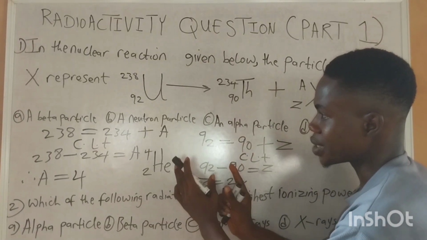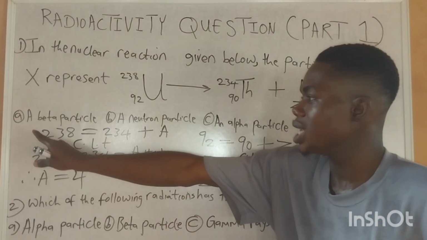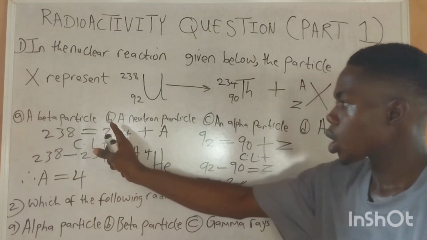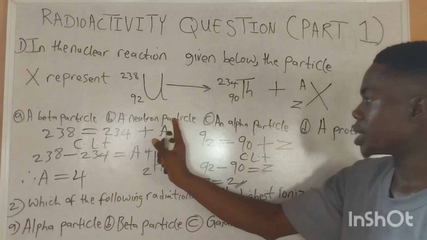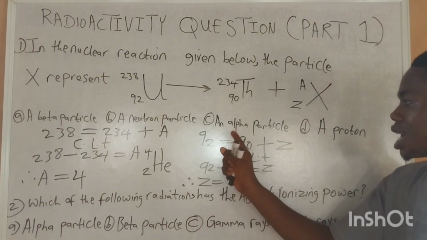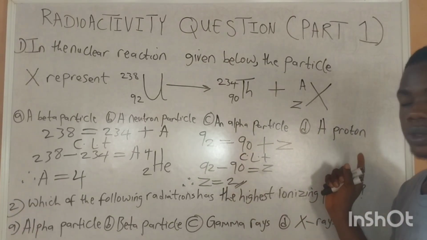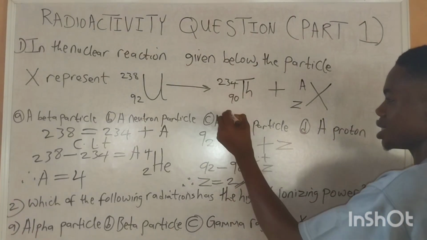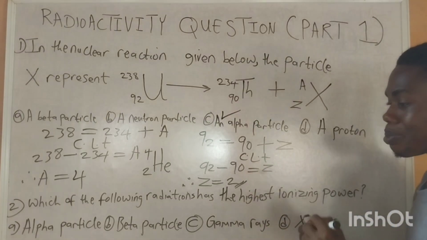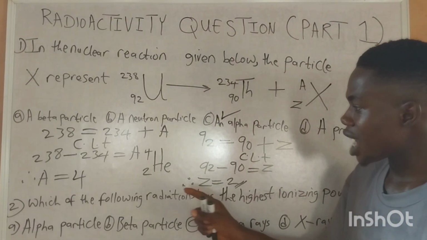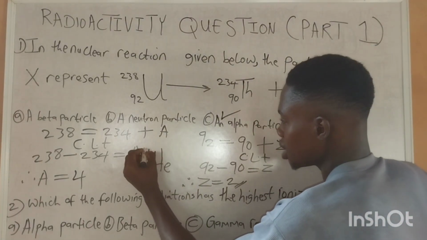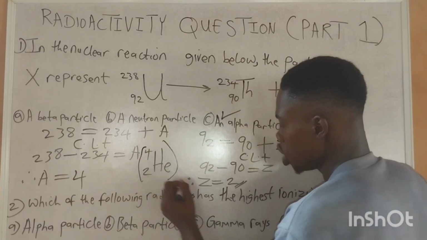If you go to the options, option A says a beta particle, option B says a neutron particle, and option C says an alpha particle. We have already gotten our answer, so there is no need to go to option D. Option C is the answer: an alpha particle. Please take note that an alpha particle is usually represented like this, and it is actually a helium nucleus.